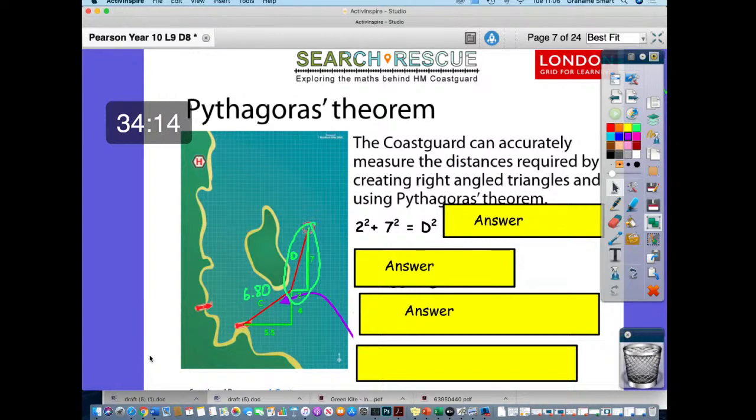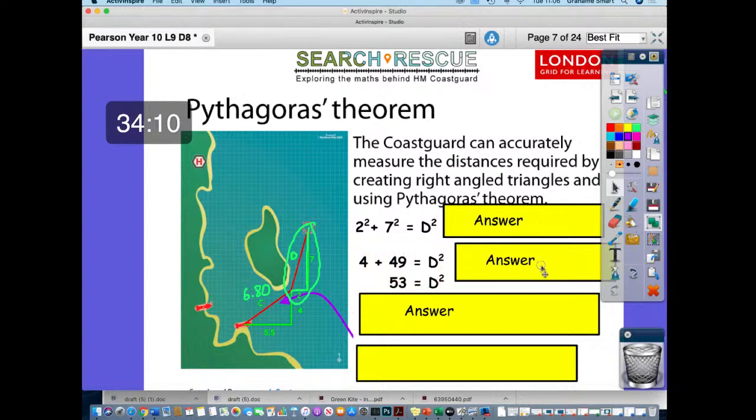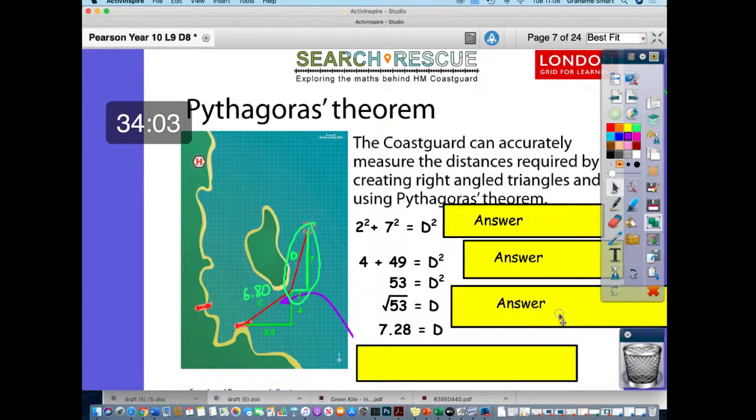Okay, let's reveal these answers now. So we've got 2 squared plus 7 squared. So 4 plus 49. So d squared is equal to 53. Pretty straightforward. And we know we're going to square root. Now we know the inverse of squaring something is to square root. So d is equal to the square root of 53. So it's going to be 7.28 nautical miles is going to be that length there.